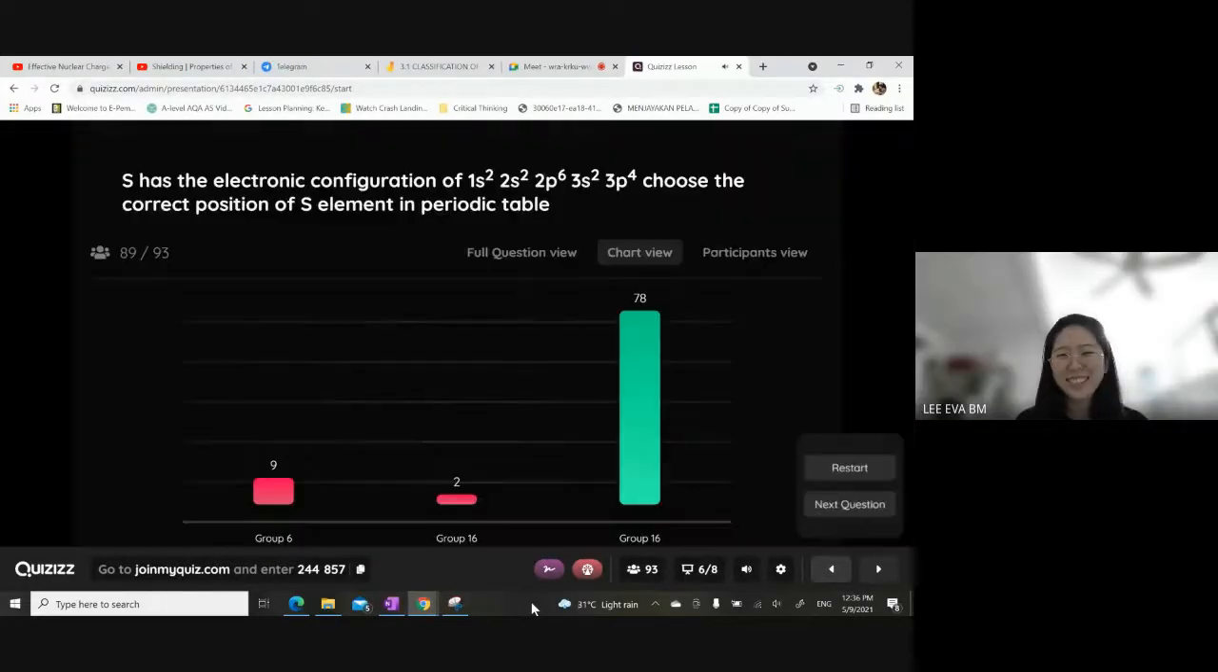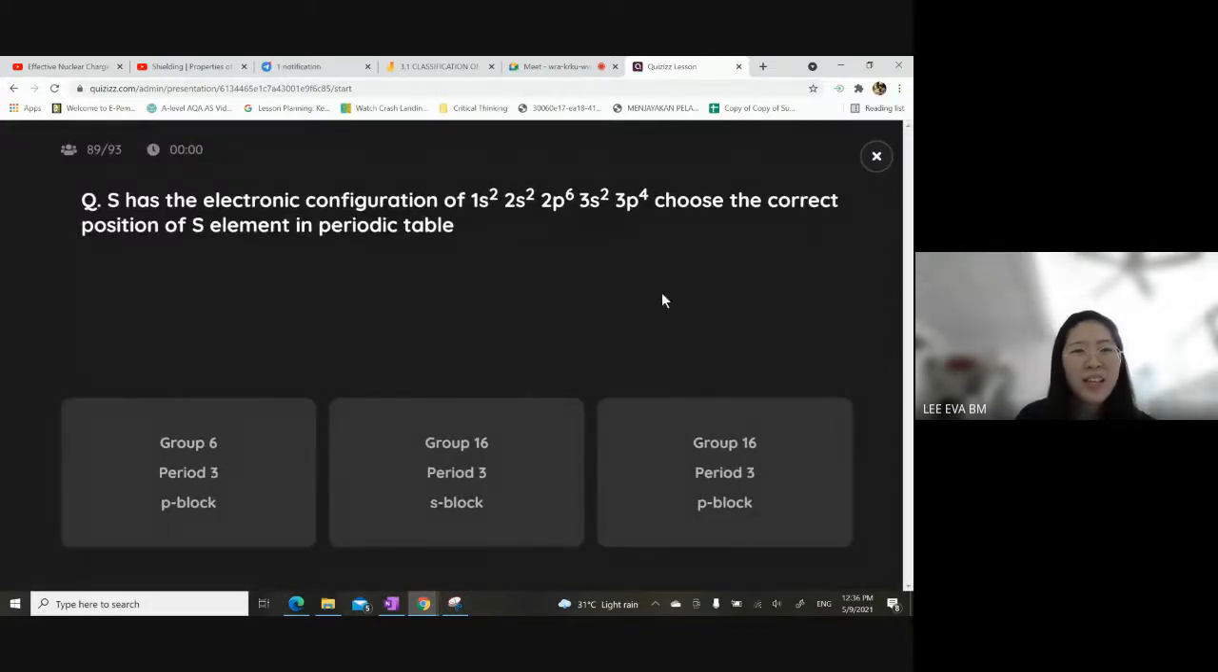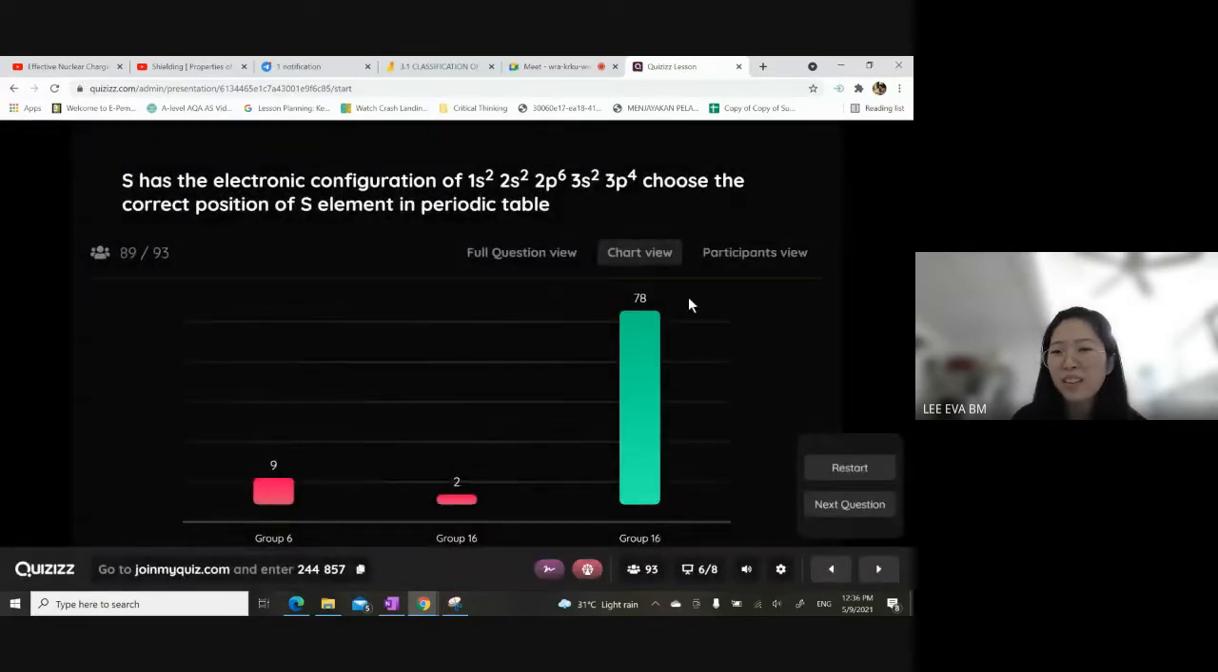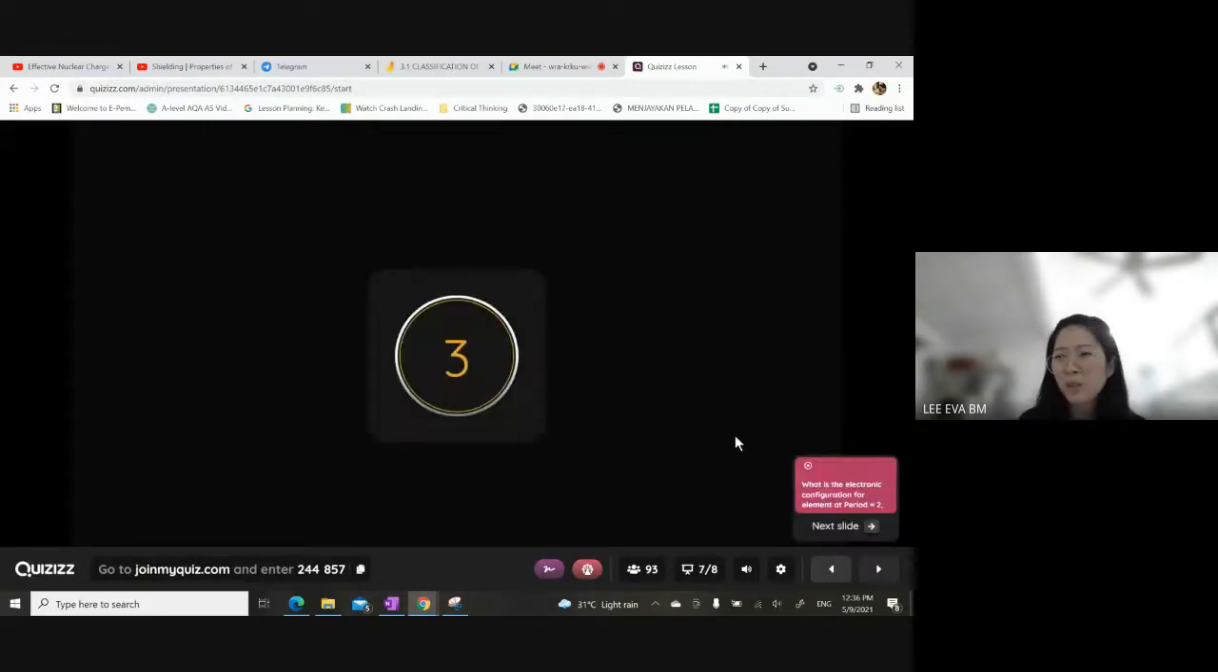Well done. Yes, most of you got it correct. So let's see the full question. S has an electronic configuration 1s2, 2s2, 2p6, 3s2, 3p4. So it goes to the third answer: group 16, period 3, and p block. Okay, so 78% of you got it correct. Very well done. And the next question is also given 45 seconds.